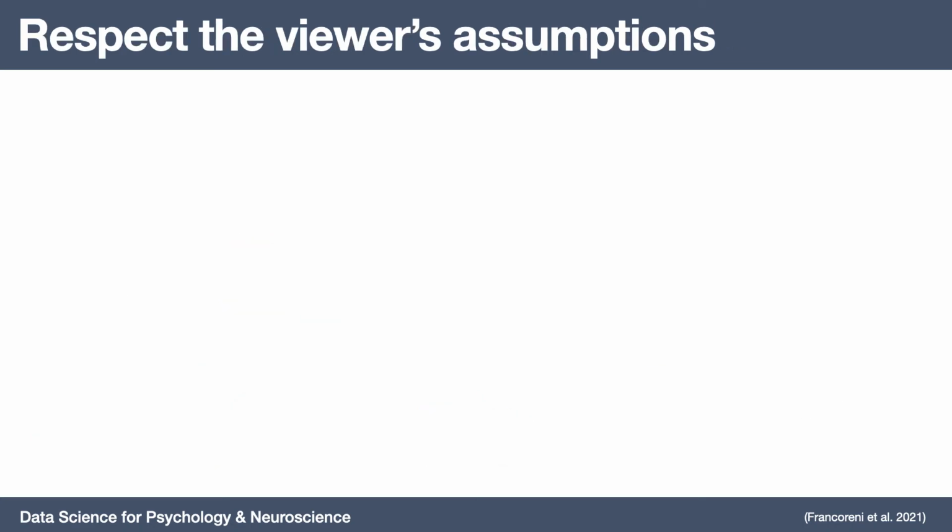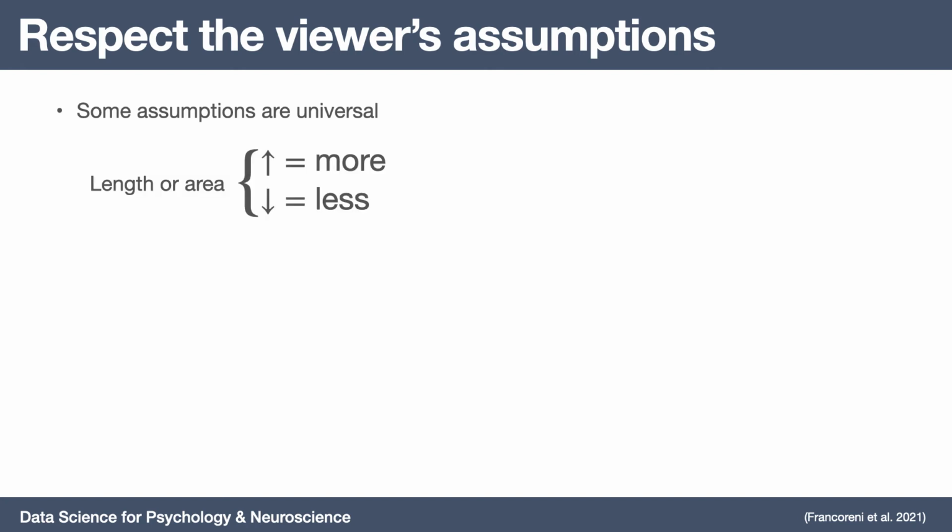And so you really want to respect your viewers' assumptions. You want to really rely as much as you can on the expected assumptions that viewers are going to look at your data through. And some assumptions are universal. I should probably put universal in quotes here. But by and large, they are mostly universal. So for example, one universal assumption that viewers have is that as you increase length or increase area, that means more.